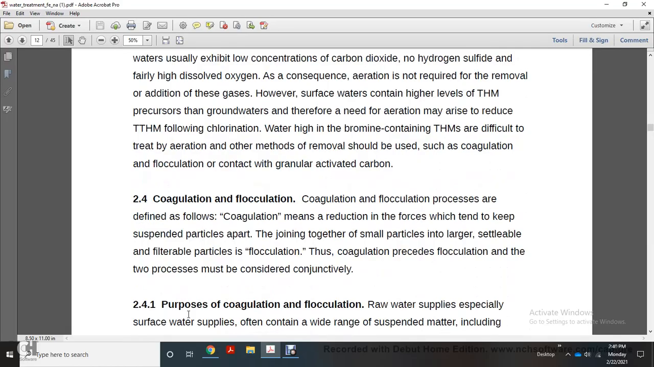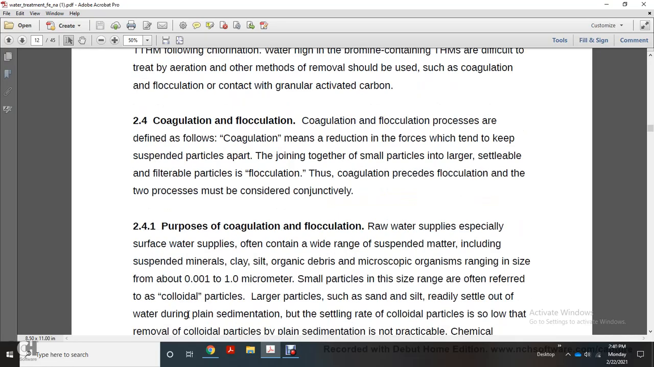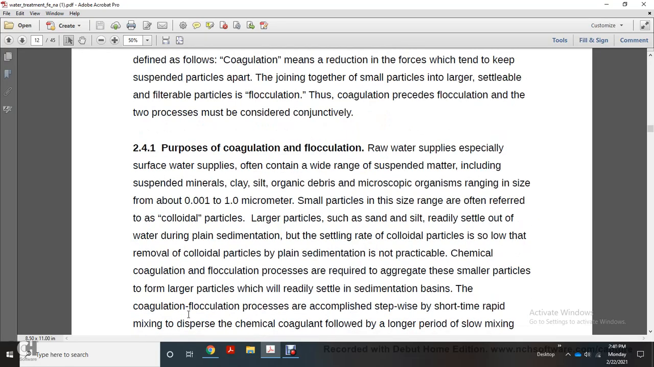Coagulation and flocculation. Coagulation is properly defined as the reduction of the forces which tend to keep suspended particles apart, so that they join together into small particles, while the aggregation of these into larger settleable and filterable particles is flocculation. Thus coagulation precedes flocculation, and the two processes must be considered in conjunction.